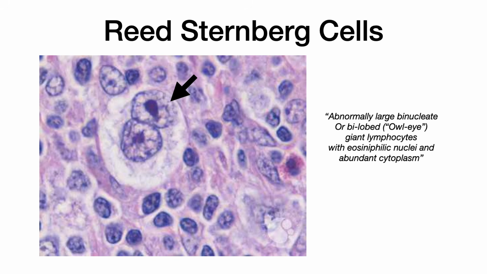You will see this image either on your in-class exams or on Step 1 or Level 1. These are large binucleate, sometimes referred to as, quote, owl-eyed giant lymphocytes that have eosinophilic nuclei and a lot of cytoplasm. So stare at this image, burn this image into your brain. This is a Reed-Sternberg cell. You have to know what this looks like, because if the test writer shows you this picture, you have to infer that you're dealing with a type of Hodgkin lymphoma.